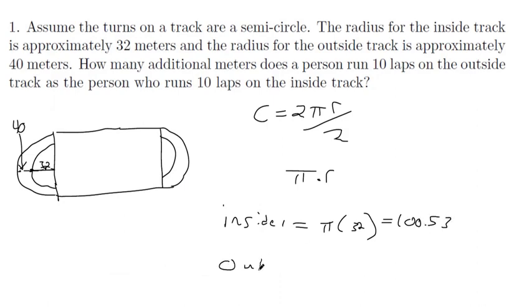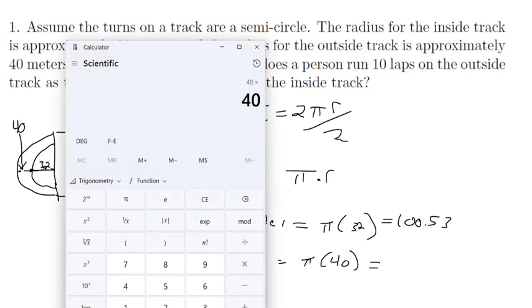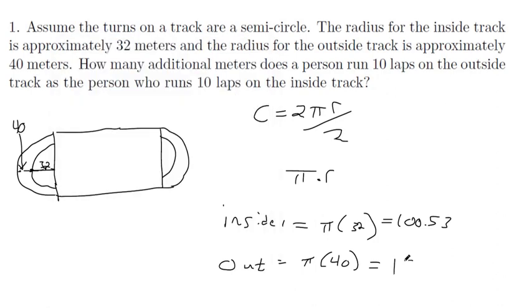The outside is pi times the radius they said is 40. Remember, this is a semicircle. So 40 times pi is 125.66. These are meters. Okay, so this is about 100 meters. This is 125.66 meters. And so we're doing 10 laps, so this is 1 lap, right?